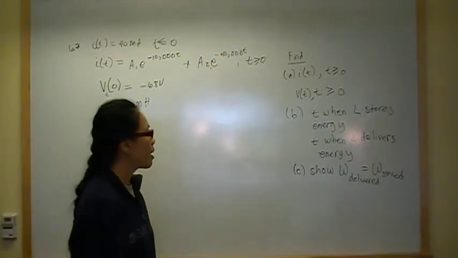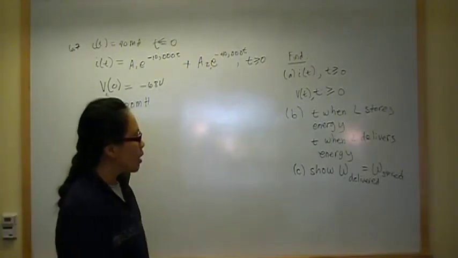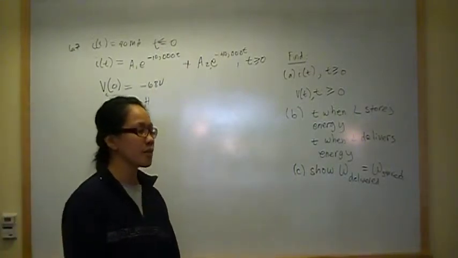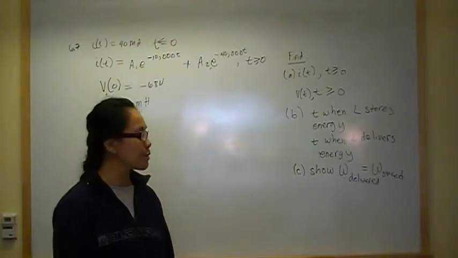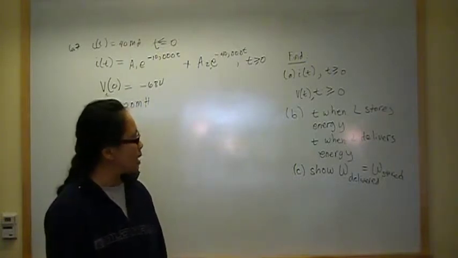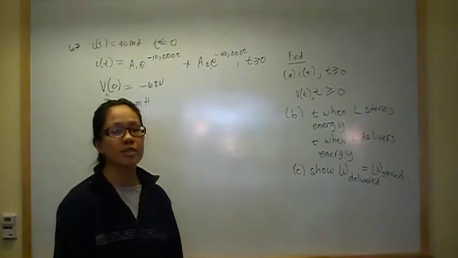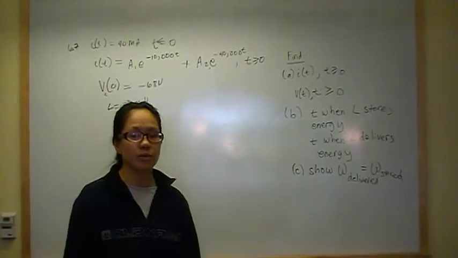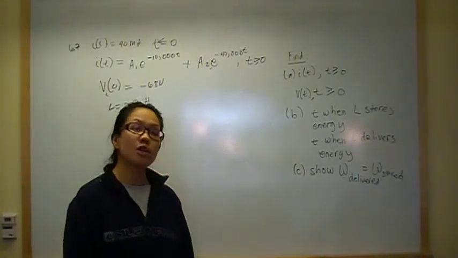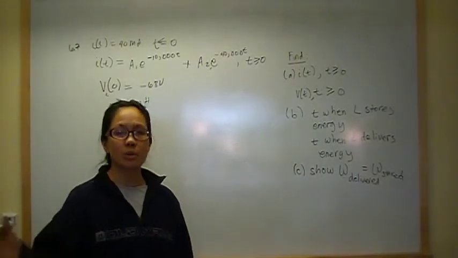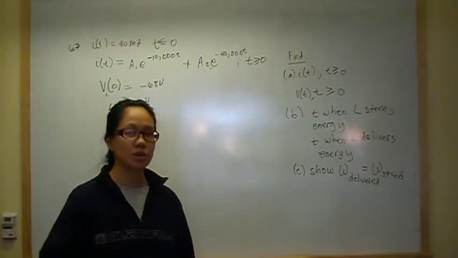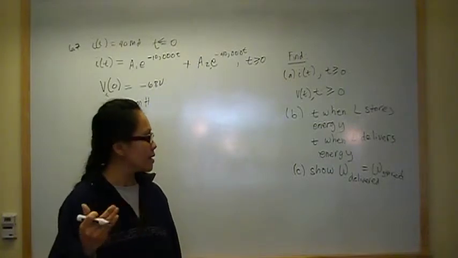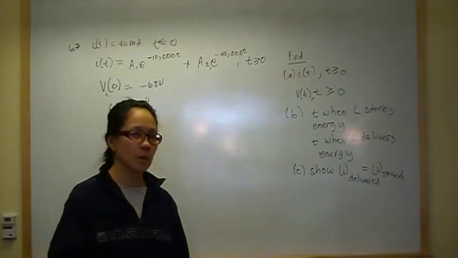That one's going to take some time. Part C, well, energy is just going to be 1/2 L i squared, so you can easily find the initial energy stored by plugging in numbers for that. And energy delivered is much harder because you have to integrate power. Power is equal to voltage times current. So you're going to integrate power, evaluating from 0 to infinity to find out how much energy is delivered to the circuit. And that is going to come out to, of course, being equal to the energy stored.